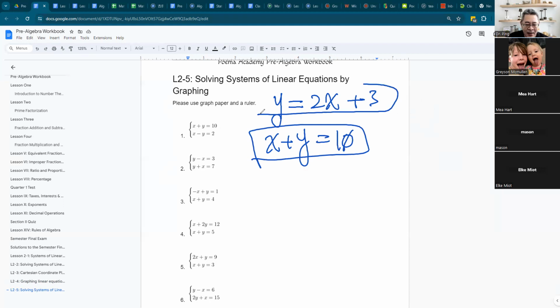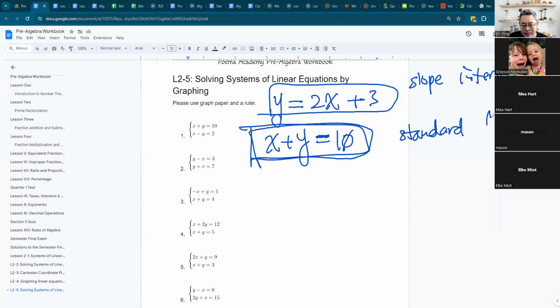You can see that on this one, y is on the left-hand side, everything goes to the right. And this is something we call slope-intercept form. And on this side, both x and y are on the left, then we have a constant on the right. This is called standard form. Now, in order to graph it, it's the same thing. We just need to pick out 2 points.